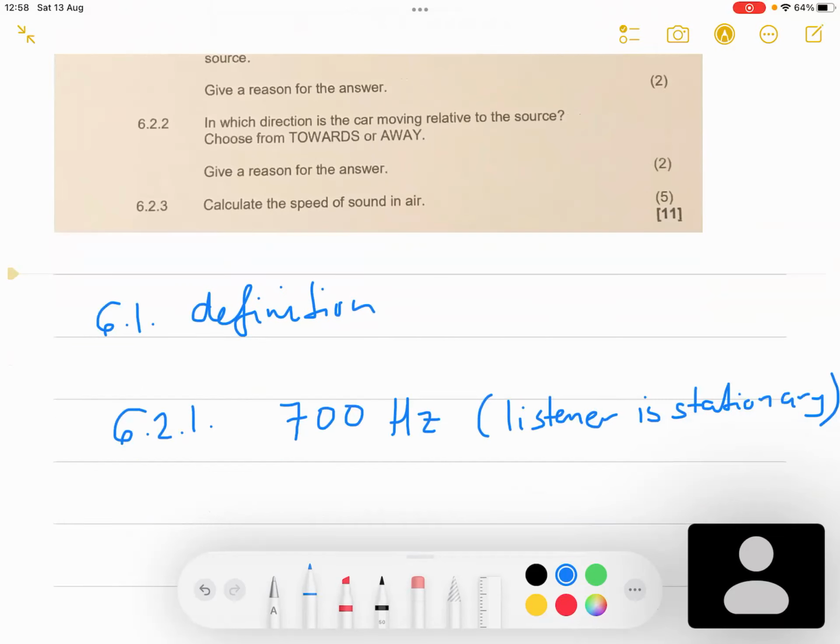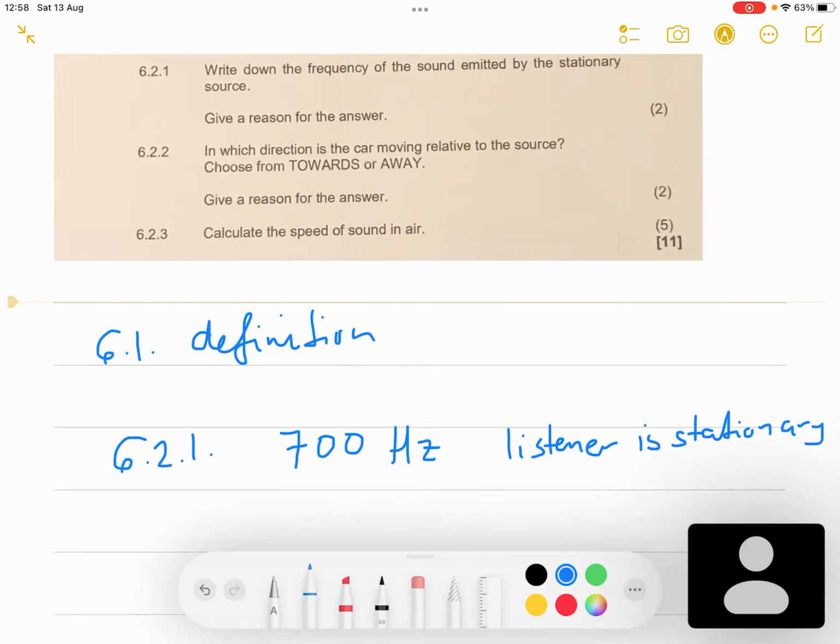And then this doesn't go in brackets. This is answering the question. Okay, because the listener is stationary. Okay, 6.2.2. In which direction is the car moving relative to the source? So you must choose from towards or away from and give a reason.